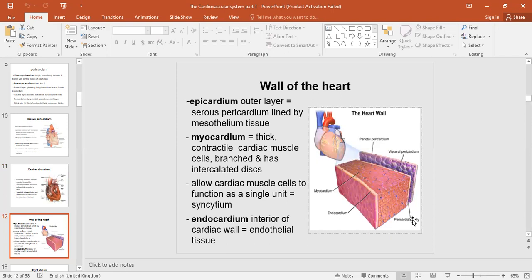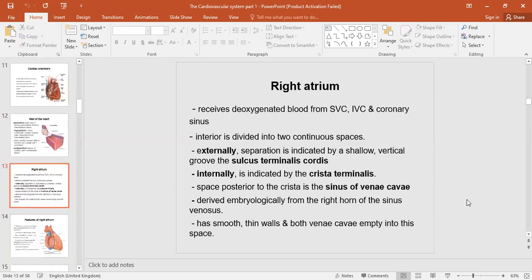So these are the four layers of the heart: endocardium, number one, myocardium, two, then those two layers of pericardium, visceral pericardium and parietal pericardium. The visceral pericardium is what is known as the epicardium.